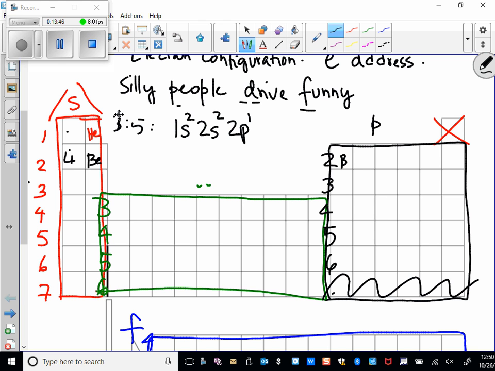Is that 3 orbitals? How many boxes? 1. That means that electron will go into 2p1, or it is occupying one of those p orbitals. Are you with me? Okay.